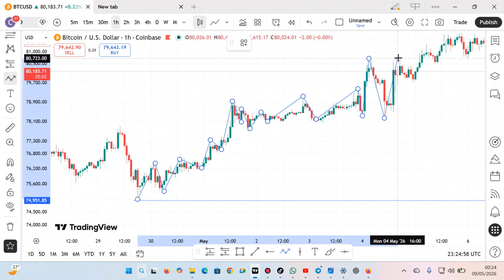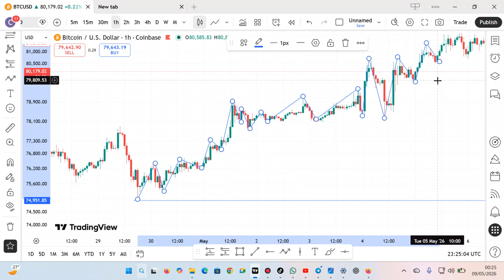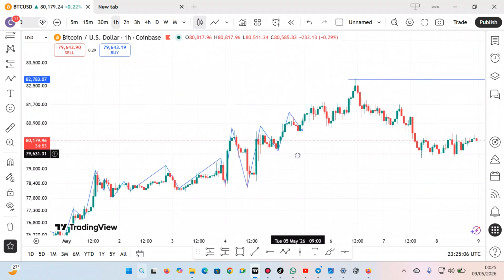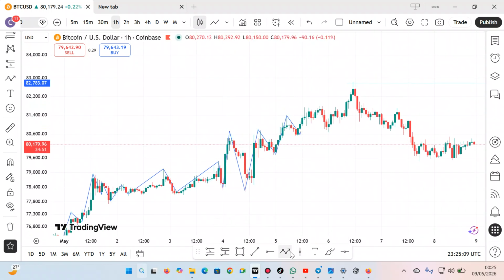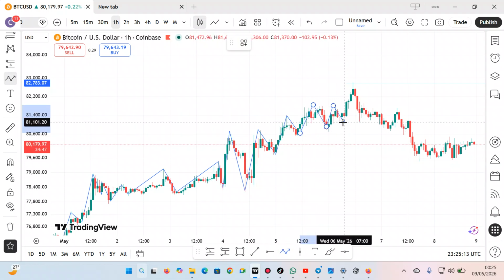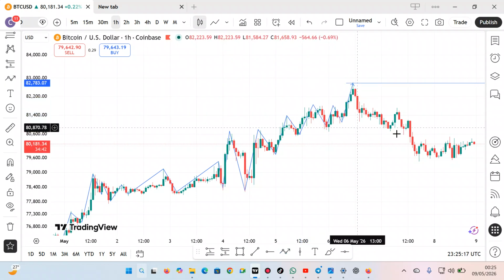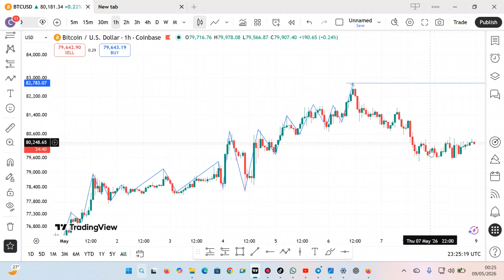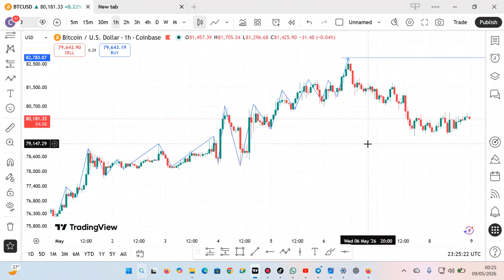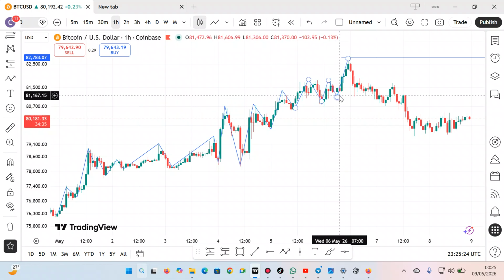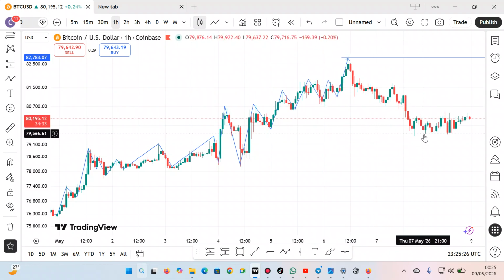Now after that, it created another higher high, lower high, higher high, lower high. At this point, you notice that the market has been breaking structure to the upside till it gets to the destination. After getting to the destination, what happened? It started moving to the downside, and as it is moving to the downside, you notice that all those previous lows are not being taken out.